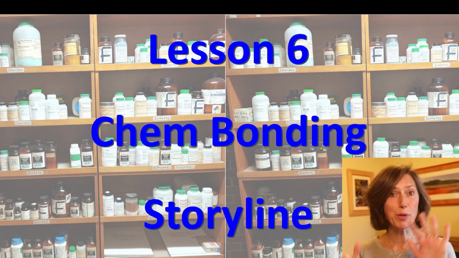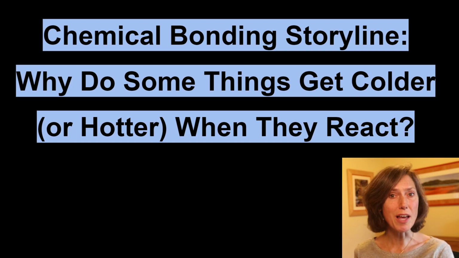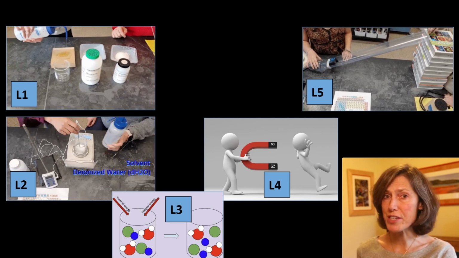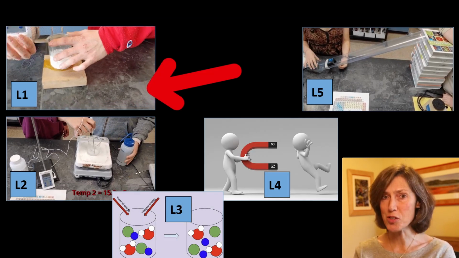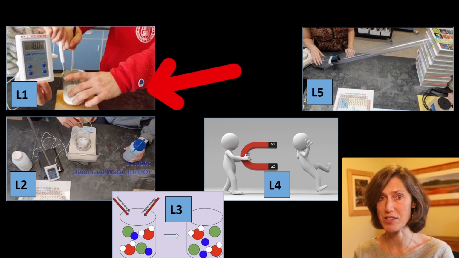This is lesson number 6 of the chemical bonding storyline. The storyline, officially titled Why Do Some Things Get Colder or Hotter When They React? I've chronicled the previous lessons, including lesson 1 when barium hydroxide and ammonium chloride were mixed.